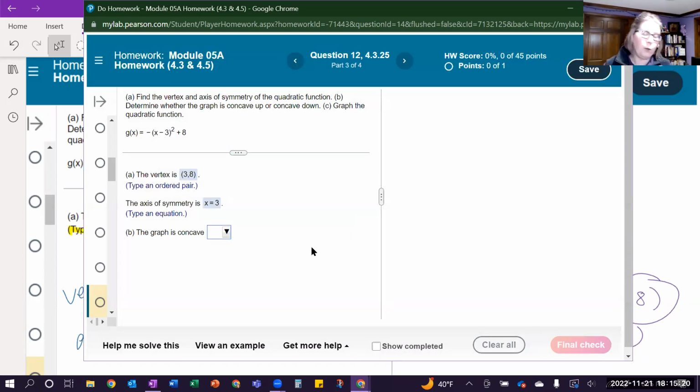So now I want to know, is the graph concave up or down? It's a little toggle here, so up or down.